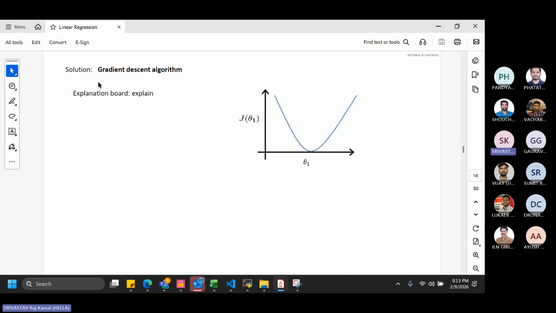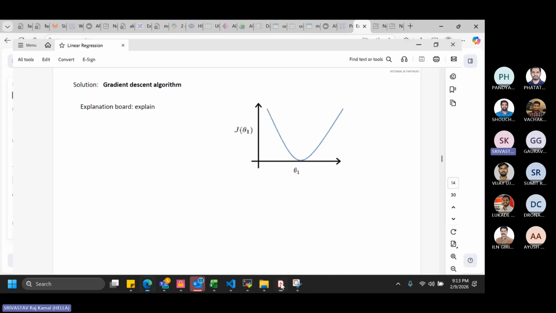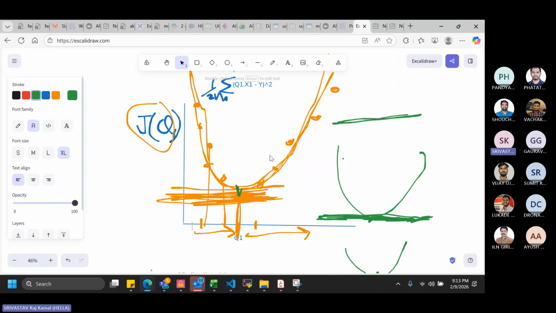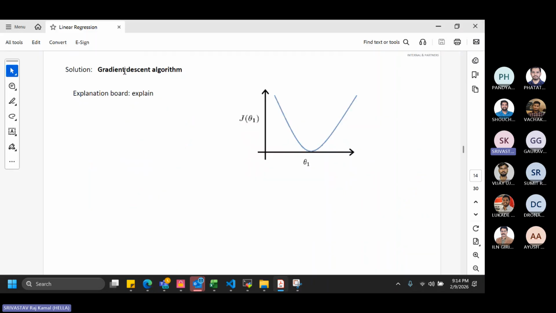I want to descend on the lower part. Sometimes there is also gradient ascent. In gradient ascent, you climb up. In gradient descent, you climb down. So this is the terminology from which this name comes. I want to descend in the direction of the slope, right? So this is the algorithm.